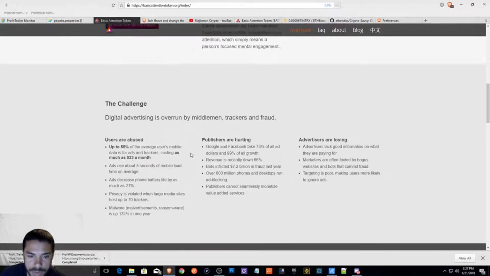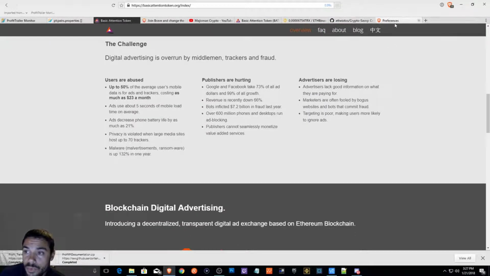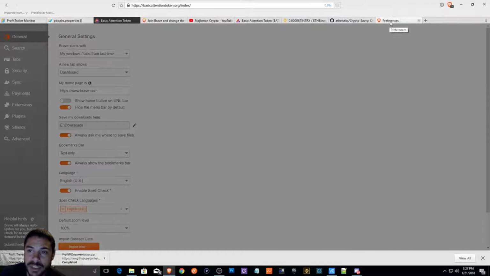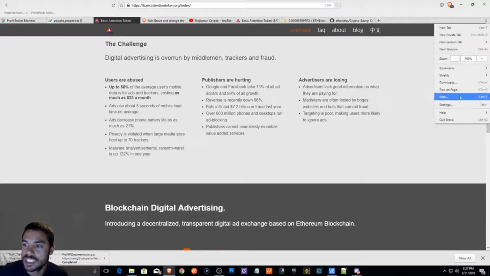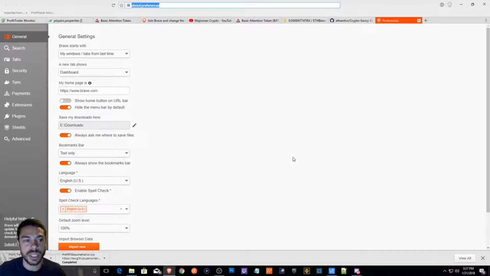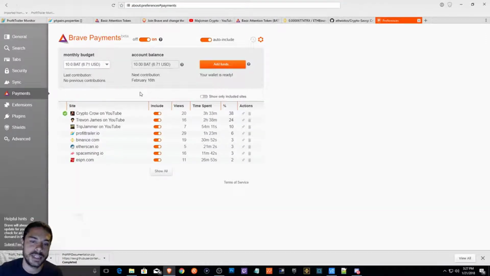So now I'm going to show you what I personally have experienced with this token and this browser. I wanted to test this experiment, this token and this browser. I wanted to experience it myself. I wanted to figure out how it works. I didn't think I was going to be able to get anything out of this.